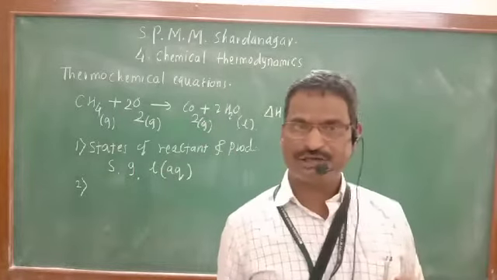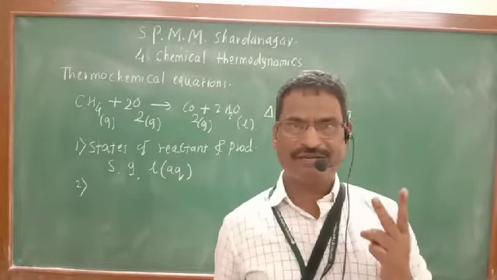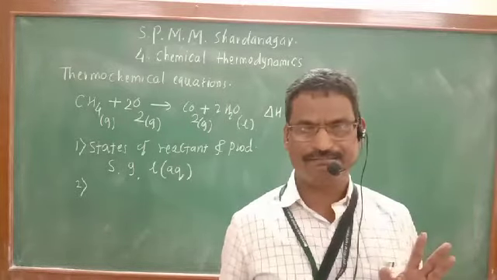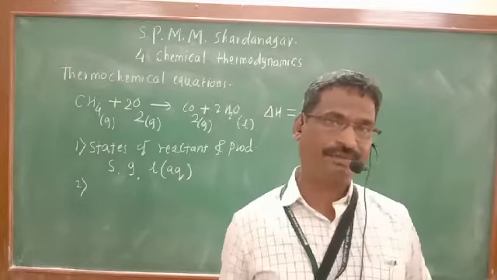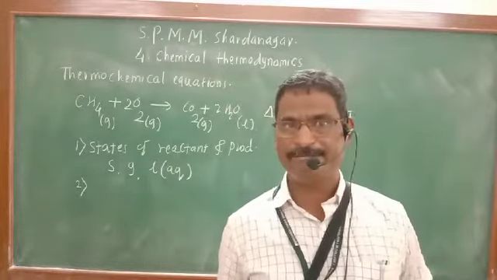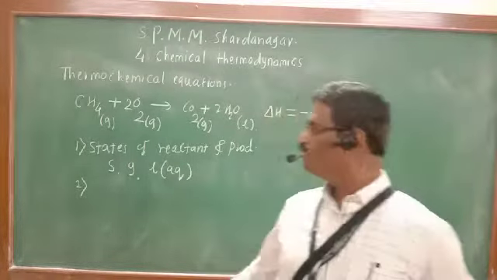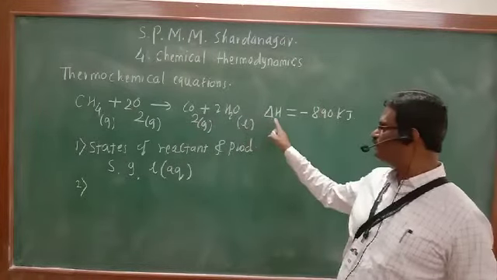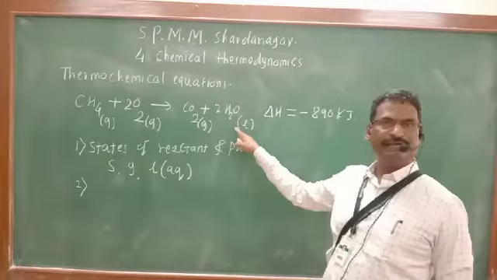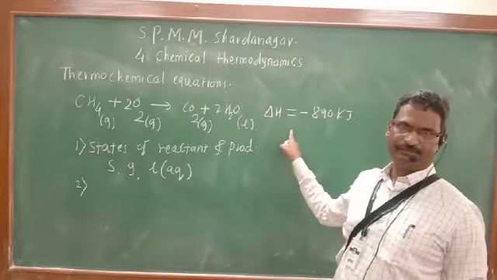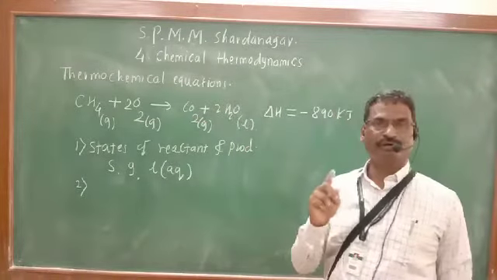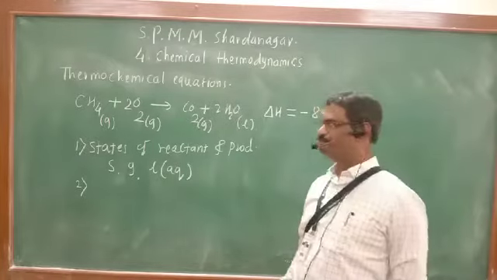Just now we have studied two types of chemical reactions, endothermic chemical reaction and exothermic chemical reaction. For endothermic chemical reaction, delta H is positive, and for exothermic chemical reaction, delta H is negative. Here for this forward reaction, delta H is negative. It means that this forward reaction must be exothermic in nature. This reaction should be taking place with evolution of heat.